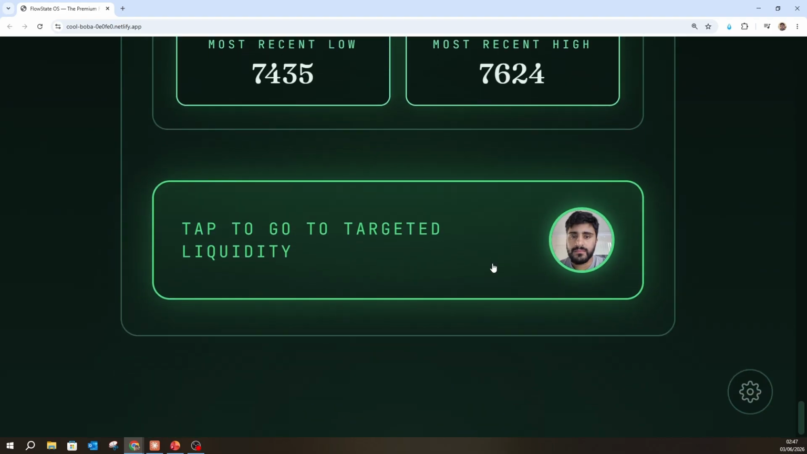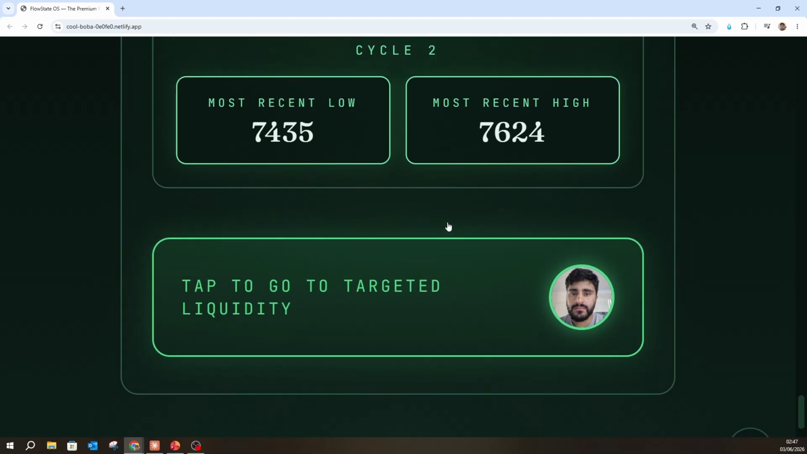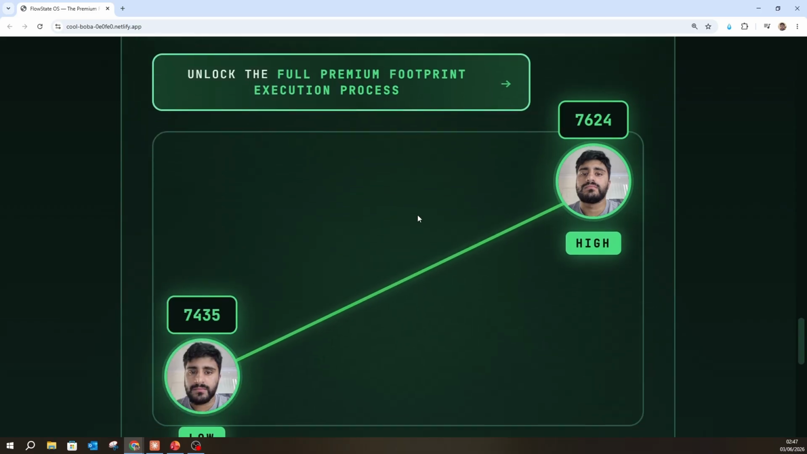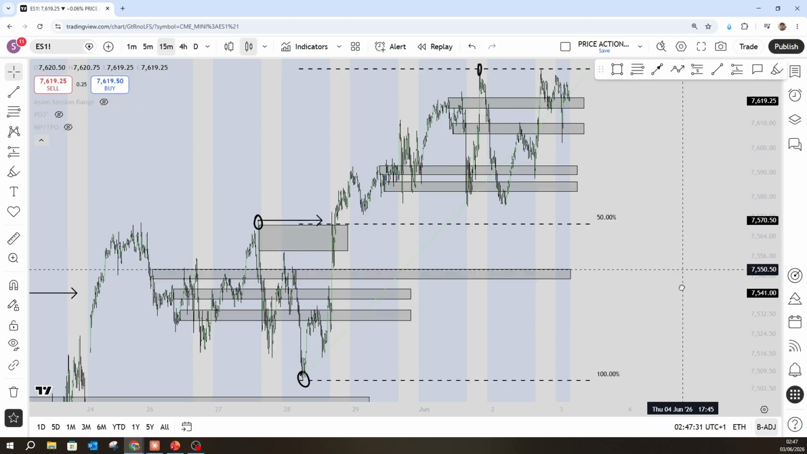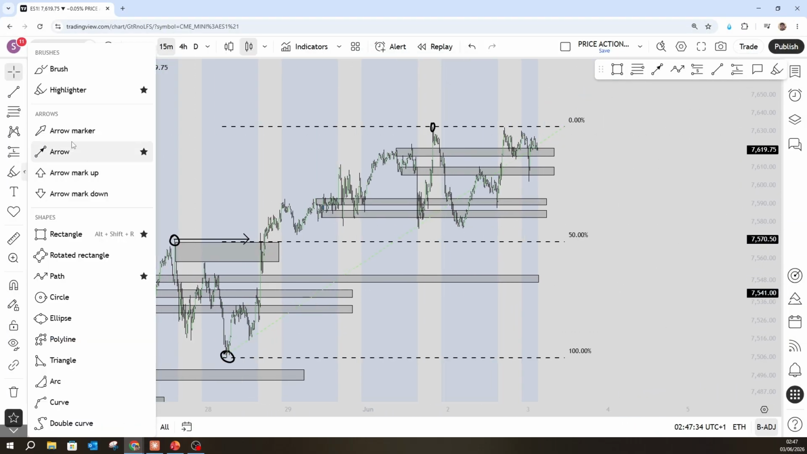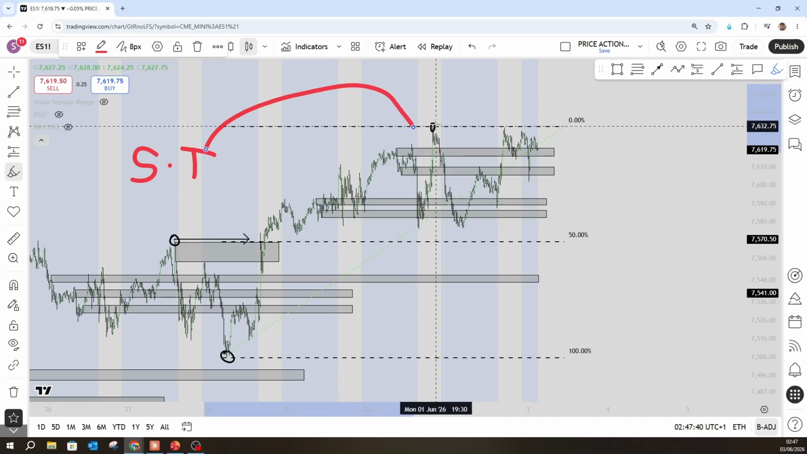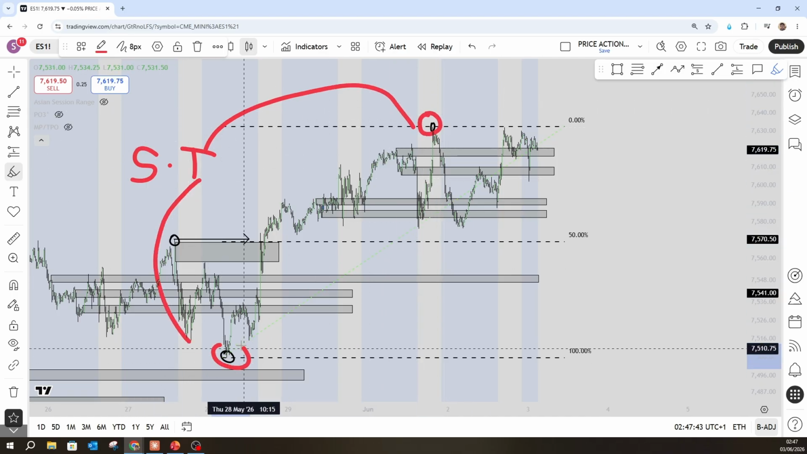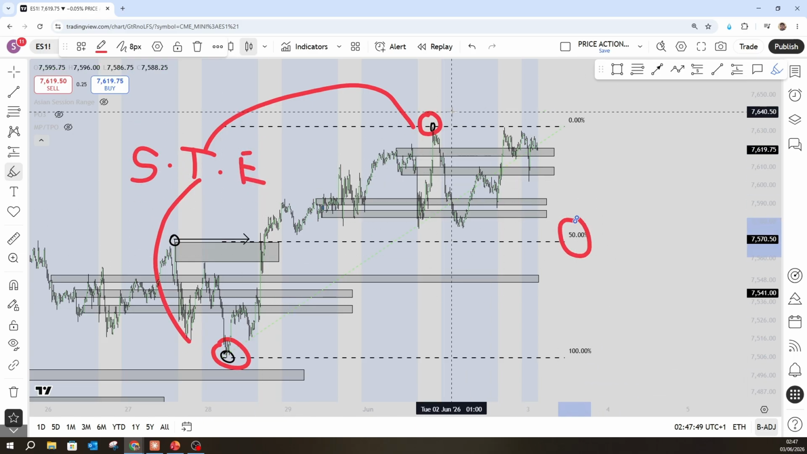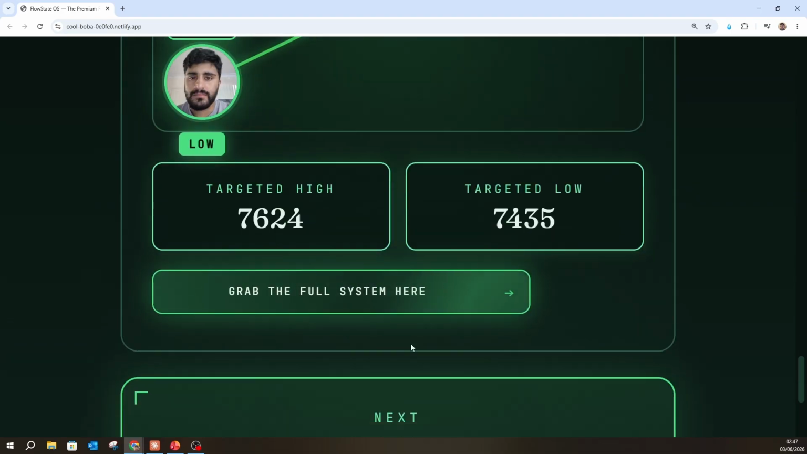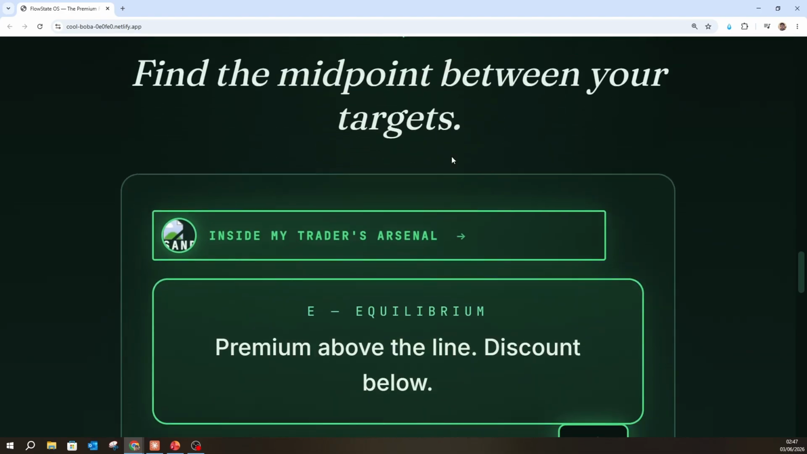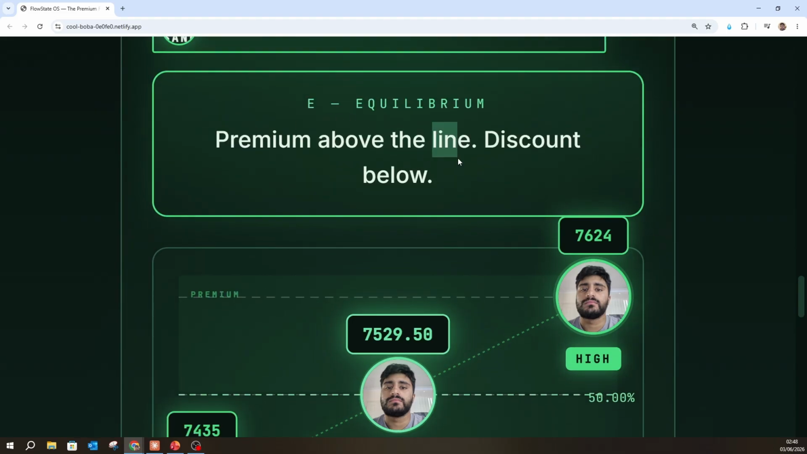Now, once you've gone through structure, the system will prompt you to go and look at targeted liquidity, which is essentially the most recent low and the most recent high, right? The reason why we do this is because you want to get clear on where the dealing range is, right? So remember, structure is what the highs and lows stand for. The T is targeted liquidity. This is the most recent high and the most recent low. Next is E, which is equilibrium. Okay, that is the midpoint between the high and the low. So when we look at the system, or what the FlowState OS software prompts you to do, once you've understood where your highs and lows are, we now move on to equilibrium. So premium is above the line, discount is below, right?